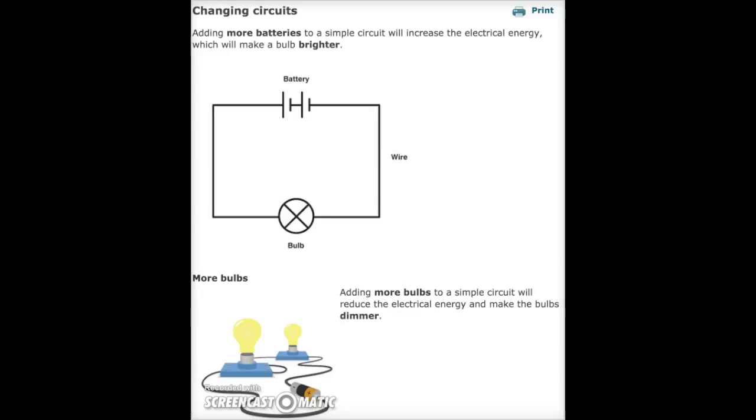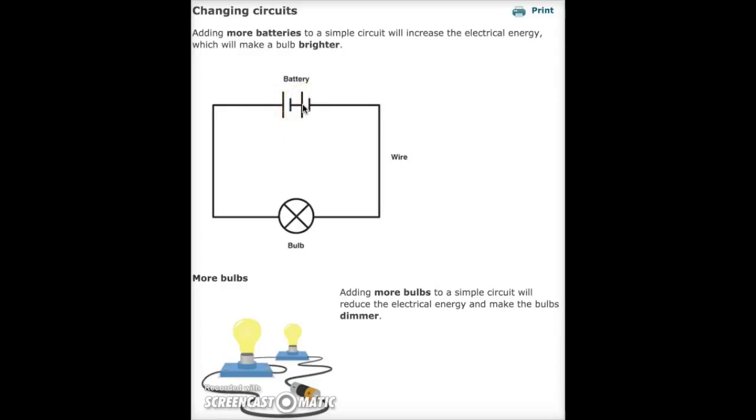Okay, so this part now I'm going to talk about is changing circuits. So it's about what happens to the circuit if you add more components or if you remove components. So if we add more batteries, as we can see, this is a battery. Okay, this is one cell. So in here we can see there's two cells or a battery.